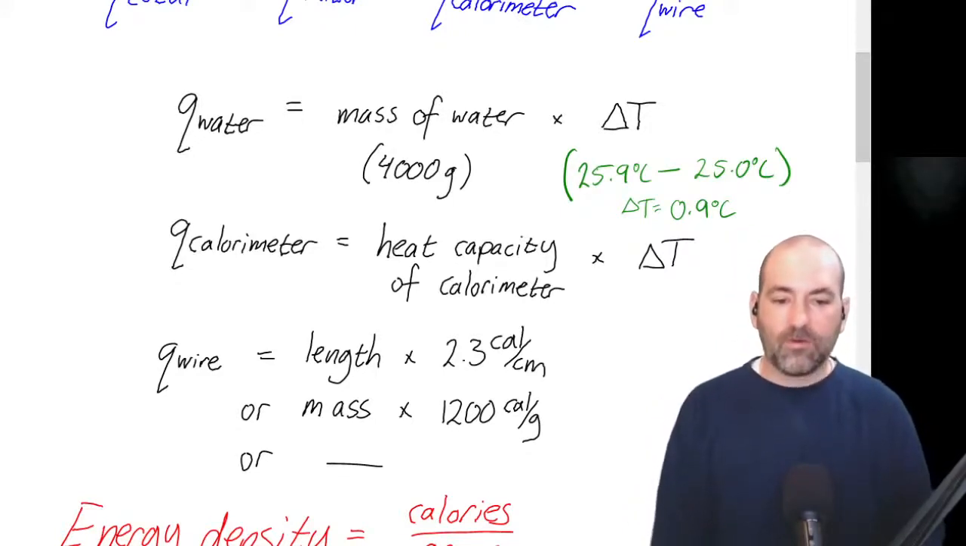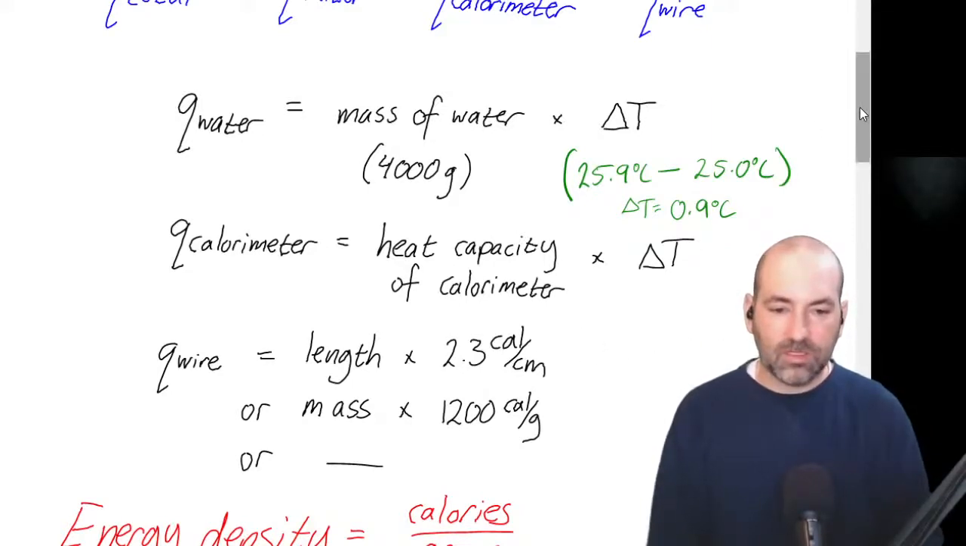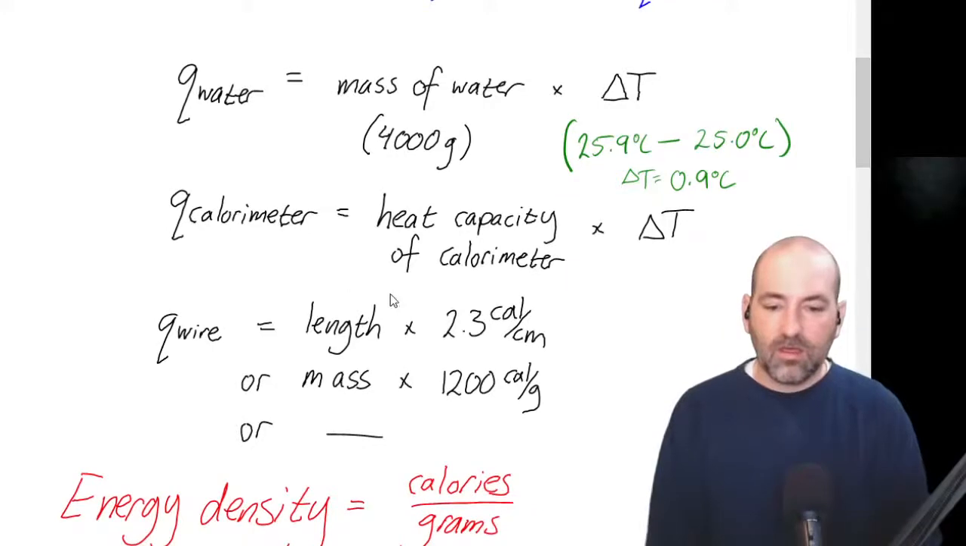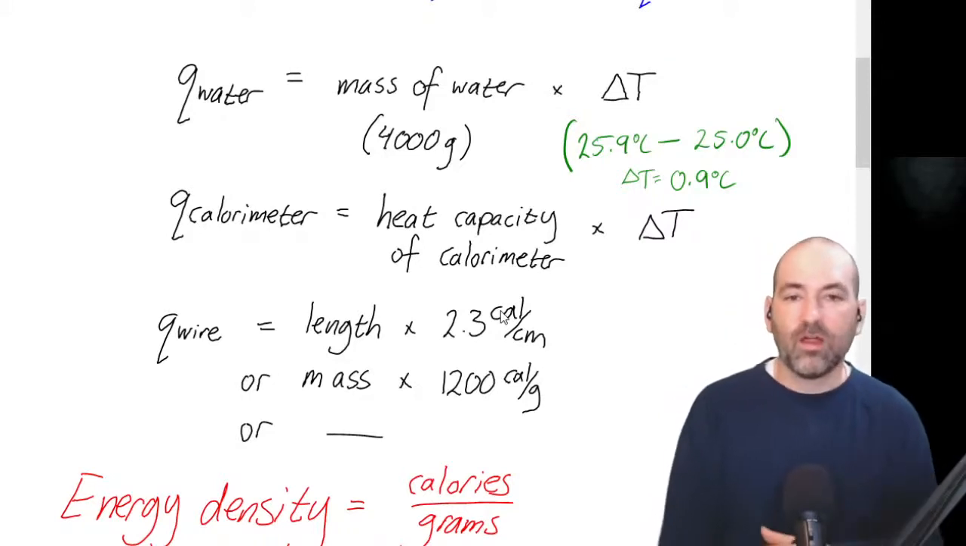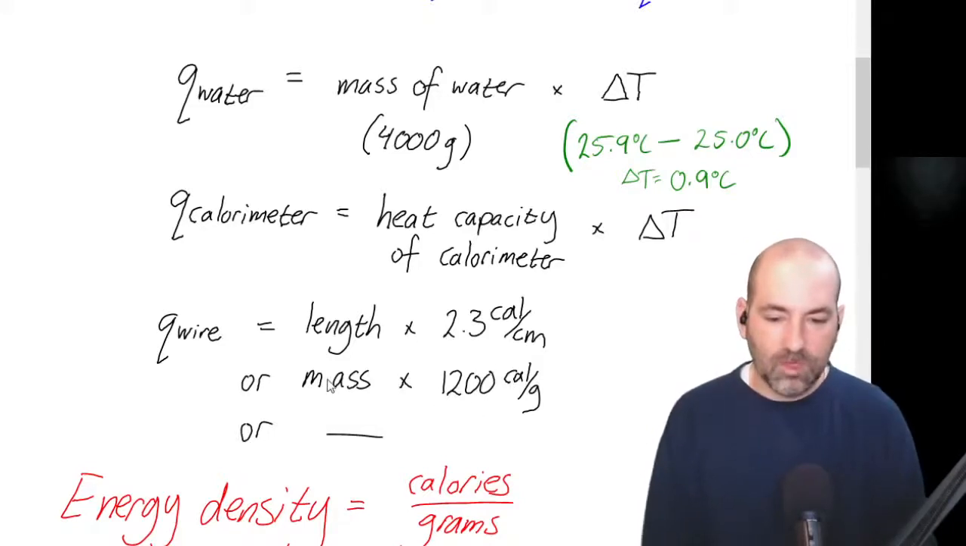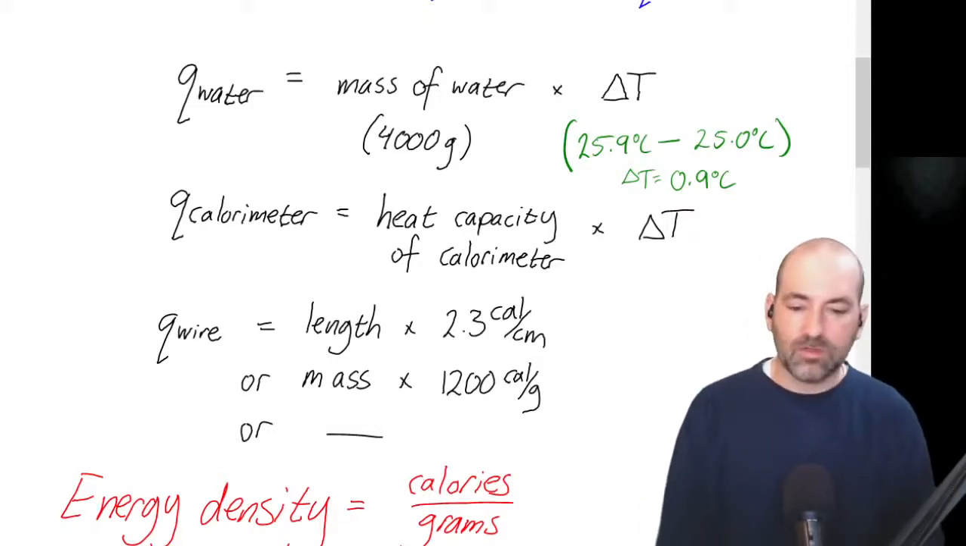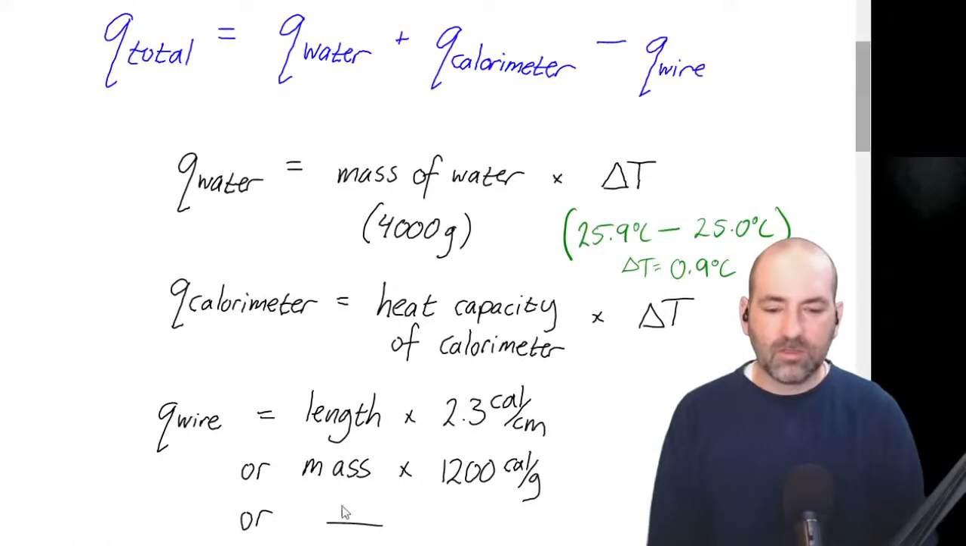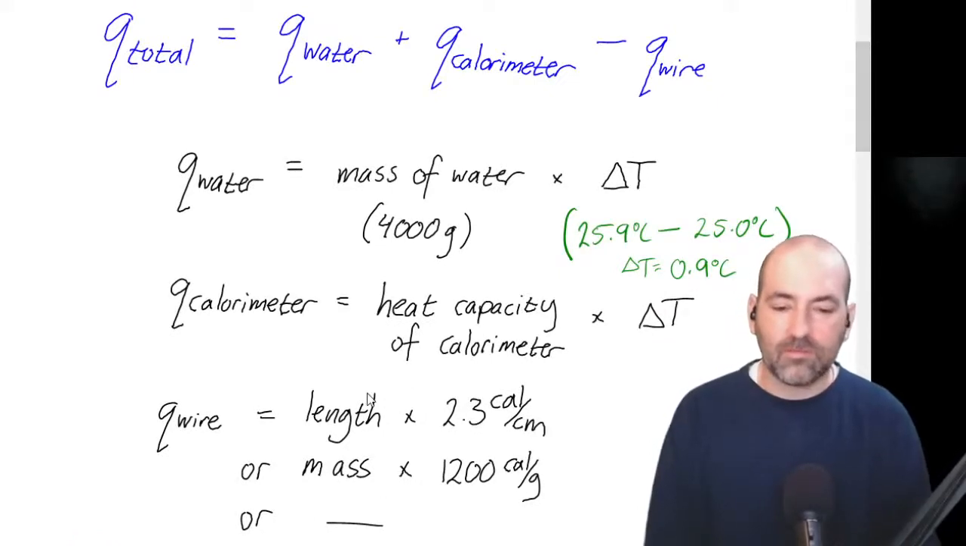And then for the last term that you're going to subtract here, you're going to take the length of the wire that you used and multiply by 2.3, because every centimeter of wire gives 2.3 calories. Or, if you weighed it, multiply the mass in grams by 1200. I think everybody used the centimeters, if I'm not mistaken.